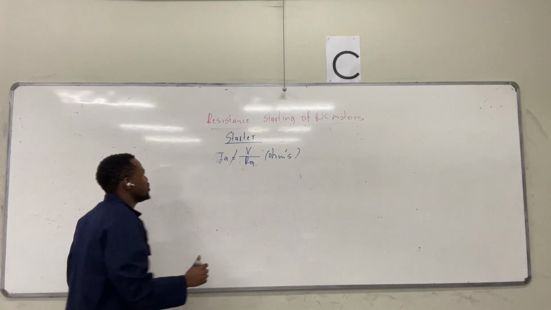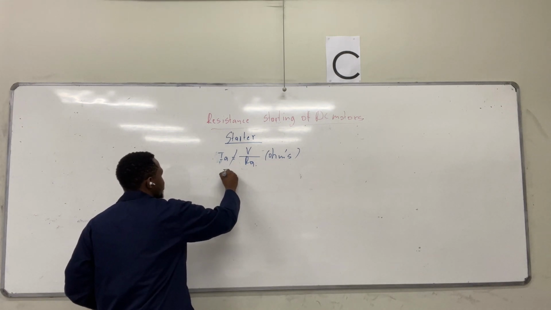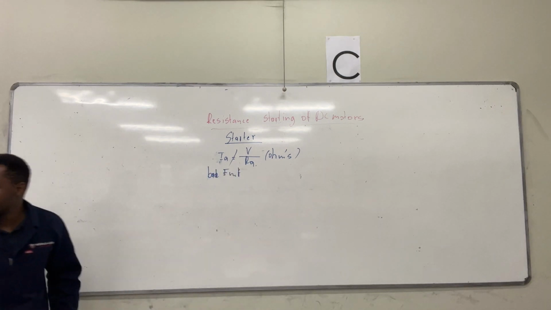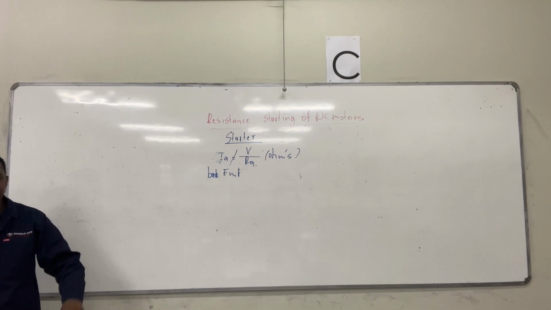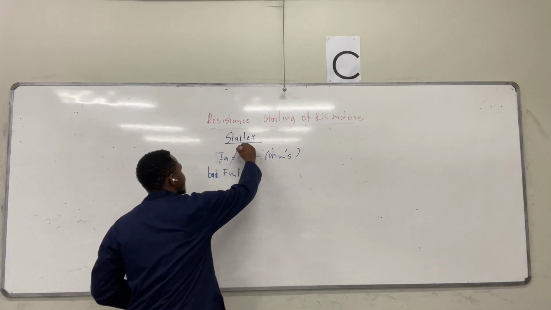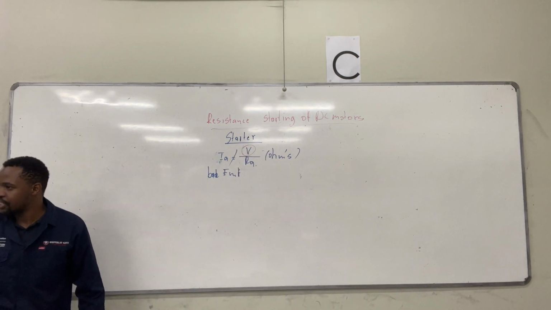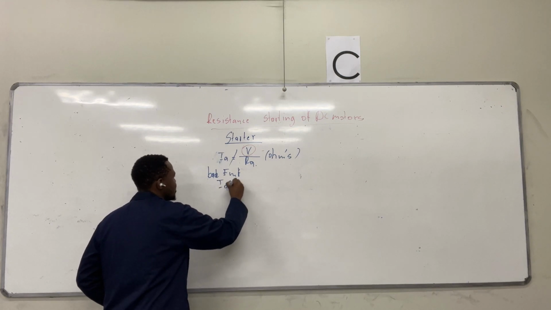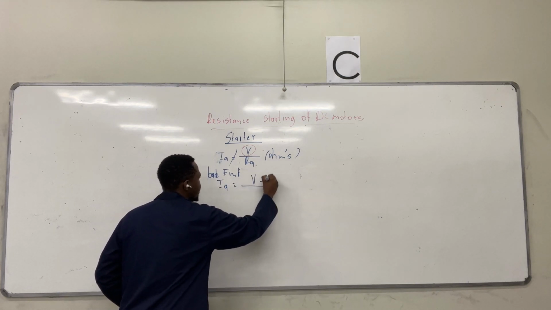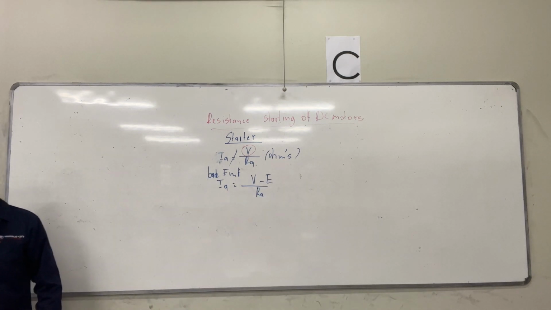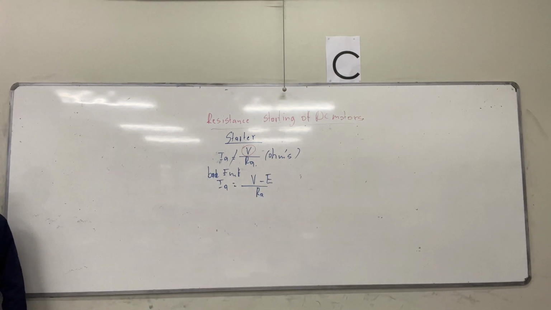But it is not true for one reason. It's because the motor has a back EMF, which is opposing the supply voltage. So the true formula to calculate armature current is given by V minus E over RA. Okay?